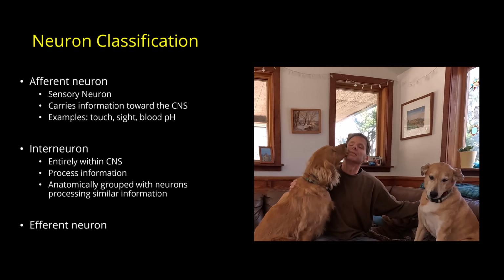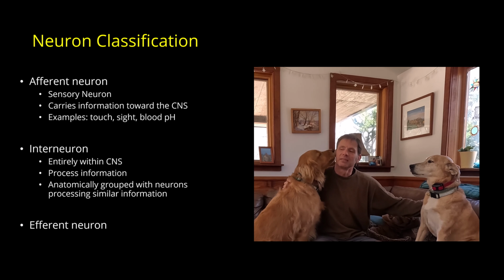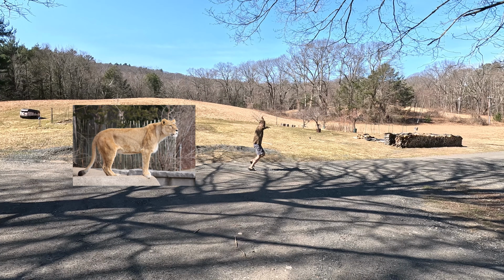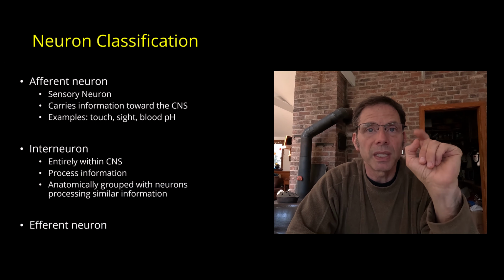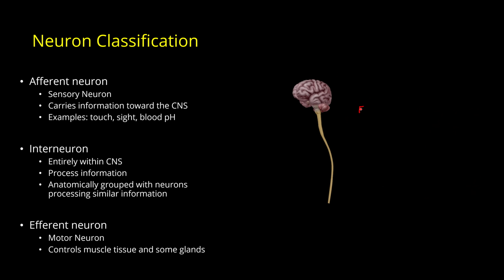If other senses tell me I'm being licked by a dog, my heart rate might drop and I would decide to pet the dog. On the other hand, if I detect that I'm being licked by a lion, hopefully I'd try to run away. That's another experiment I don't recommend trying. Efferent neurons are also called motor neurons, and they carry signals away from the central nervous system to target tissue that includes muscle and glands.